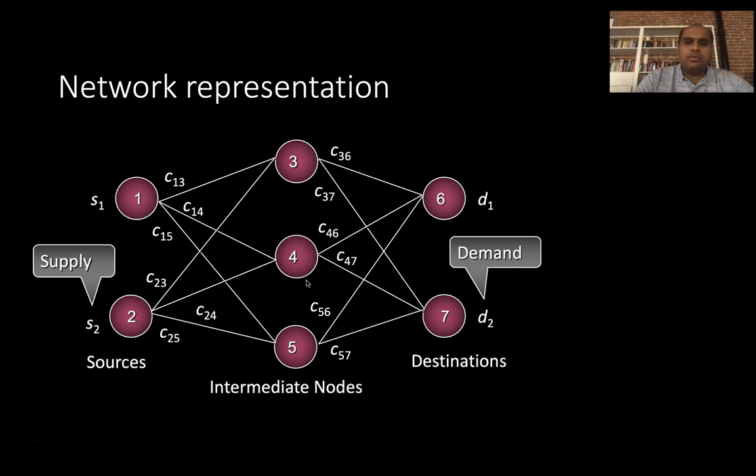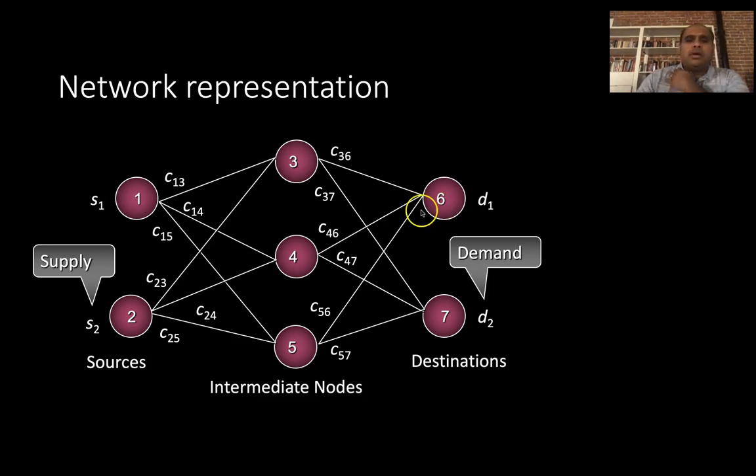So this is what the network representation looks like. You have supply locations 1 and 2, intermediate or transshipment locations 3, 4, and 5, and demand locations 6 and 7. So you have C13, which is the cost of transporting from supply location 1 to transshipment location 3, and C36 is the cost of transporting from transshipment location 3 to demand location 6. That's how this network is represented.